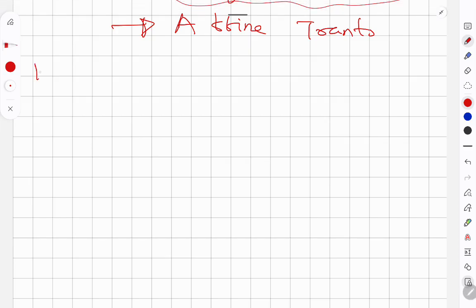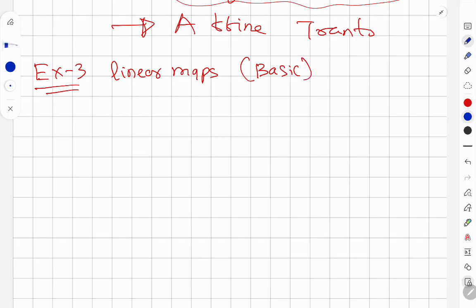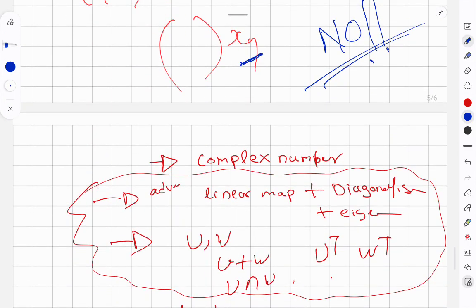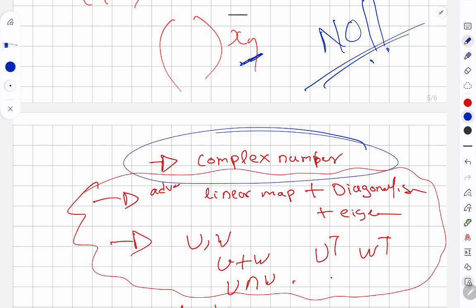Okay, so exercise 3, this is on linear maps, but very basic. Because in the second partial exam you will have a bit extra, since he will not repeat any question from partial 1. He will just add a new topic, complex numbers.